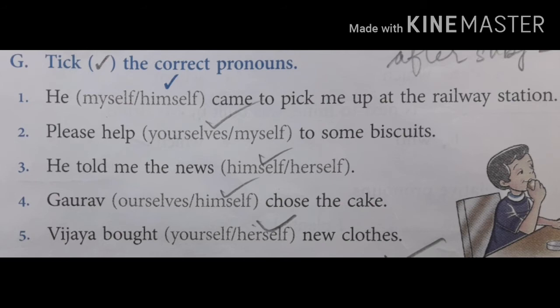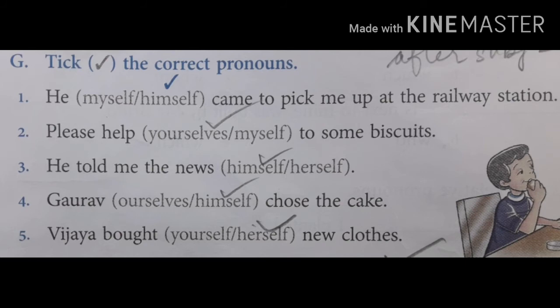Second one is, please help yourself, myself to some biscuit. So the correct option is yourself. Third, he told me the news, himself, herself. It is a boy, so we will use the pronoun himself. Fourth one, Gaurav, ourself, himself chose the cake. So Gaurav is a single person, so we will use the word himself.